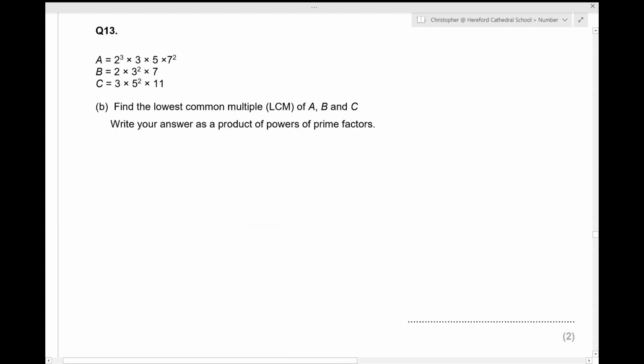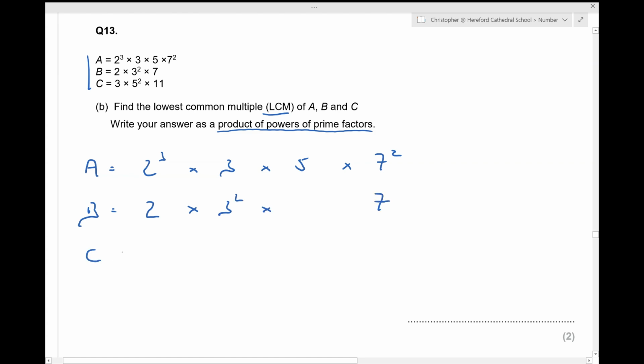Question 13. Right, I've got 3 numbers here written as products of primes, and I've got to find the lowest common multiple, leaving your answer as a product of prime factors. That's going to save me working out what the answer actually is. I'm going to use the build up my number, build up my answer method. So I'm writing each of these numbers out, putting each prime factor in its own column so I can easily see what's going on here. Times 5 squared times an 11.